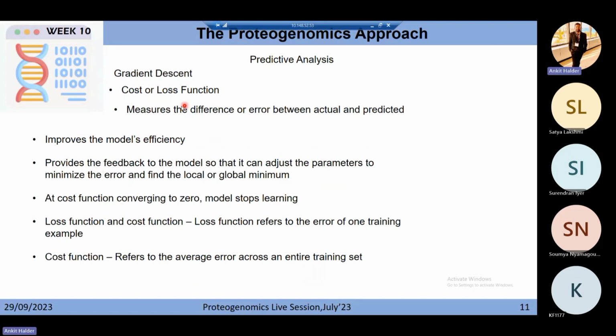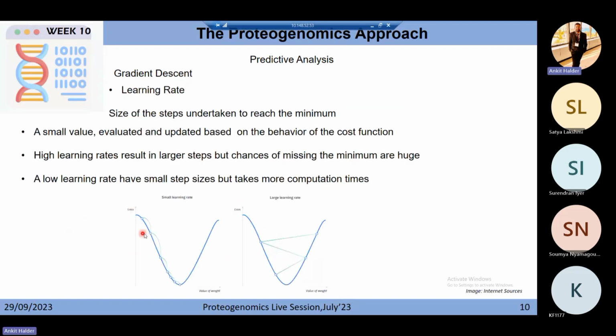Cost or loss function is mostly the same, but there is a subtle difference between the cost function and the loss function. If you come across the term cost function, you will understand that it is also your loss function, but you need to understand there is a subtle difference. The loss function refers to the error of one training example, whereas the cost function refers to the average error across an entire training set. So for one training example like this, if the error rate is calculated, it is called your loss function. But across the entire data set, many loss functions are calculated, like loss 1, loss 2, loss 3, loss 4, loss 5, loss 6.